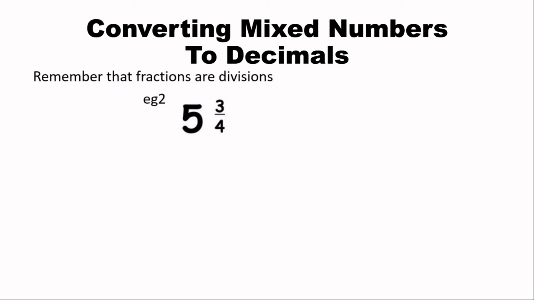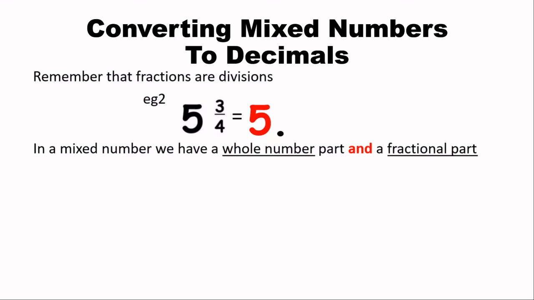So 5 3/4 could be written as 5 point, and we'll just work out what 3/4 is, which we know, since the numerator is smaller than the denominator, will be 0 point something. So we already know the whole number part. As a mixed number, we have a whole number part and a fractional part. So the 3/4, or the 3 divided by 4, is going to tell us what comes after that decimal.